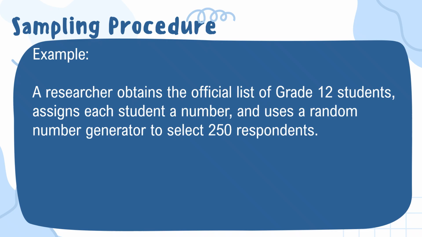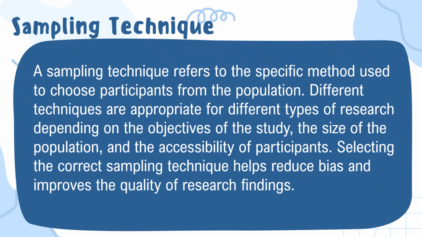Now there's another term related to this, and that is the sampling technique. A sampling technique is the specific method used to choose participants from the population. So sampling technique is basically the specific strategy that you use. For example, simple random sampling, systematic sampling, stratified random sampling, cluster sampling, convenience, purposive, quota, and snowball sampling. Later we will discuss each one.